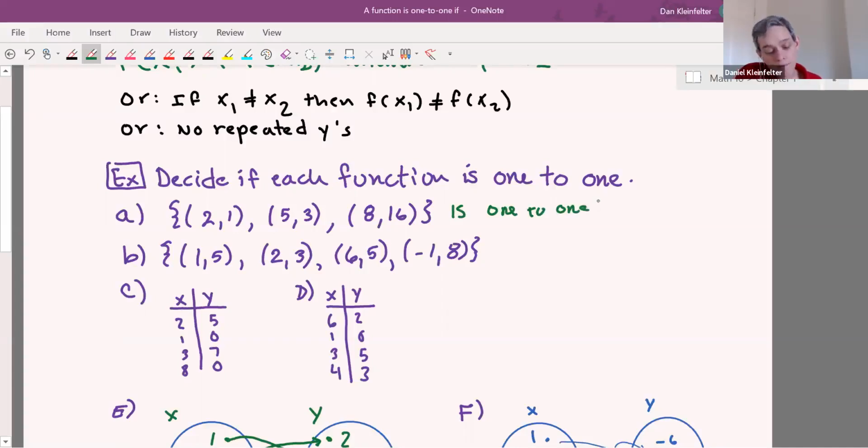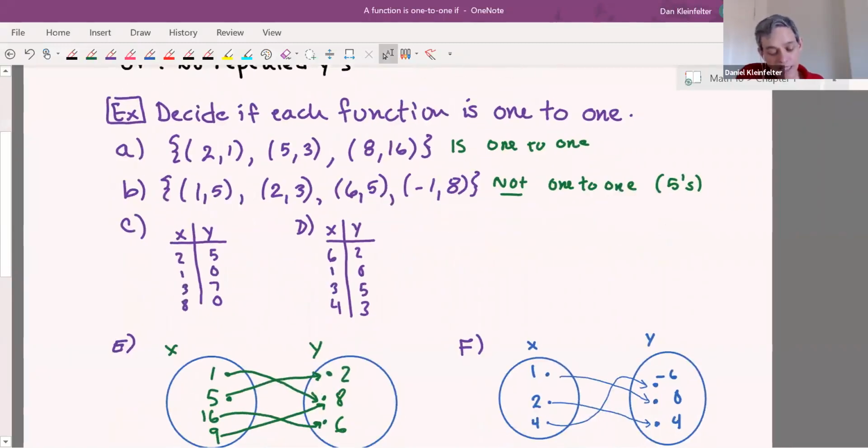Okay, for B, 1, 5, 2, 3, 6, 5, and negative 1, 8. It looks like there are repeated y's, specifically the 5s, so this is not one-to-one. And then the reason why is, of course, it's the 5s.